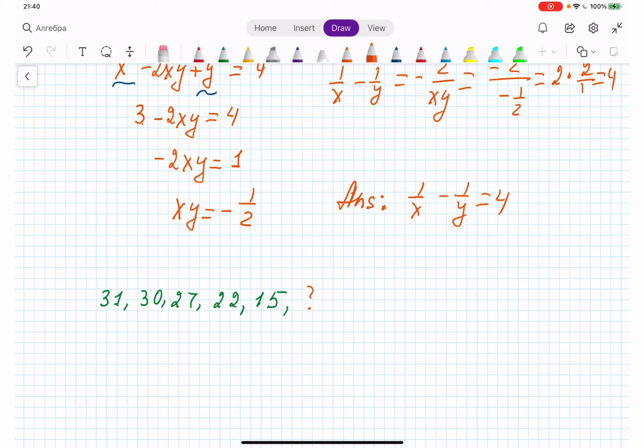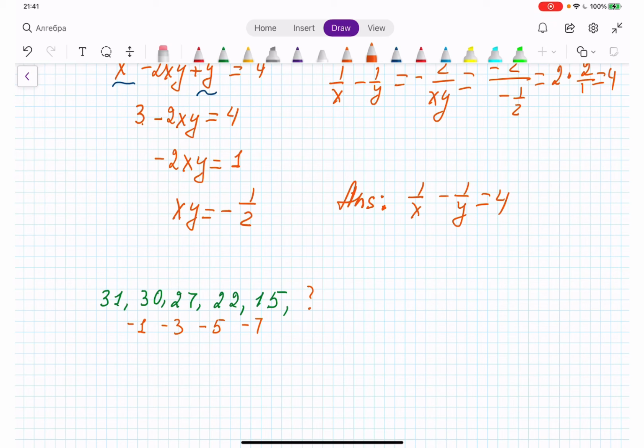So let's see. From 31 to 30, I have to subtract 1, right? From 30 to 27, it's going to be negative 3. I have to decrease, right? Minus 1, minus 3. And then from 27 to 22, it will be minus 5. Here it's going to be minus 7.